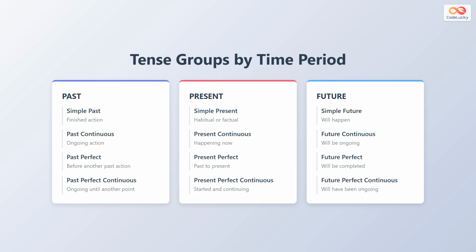Let me show you all 12 tenses organized by time period. In the past, we have four tenses: simple past, past continuous, past perfect, and past perfect continuous. In the present, we have four tenses: simple present, present continuous, present perfect, and present perfect continuous. In the future, we have four tenses: simple future, future continuous, future perfect, and future perfect continuous. Each time period has the same four types of tenses.